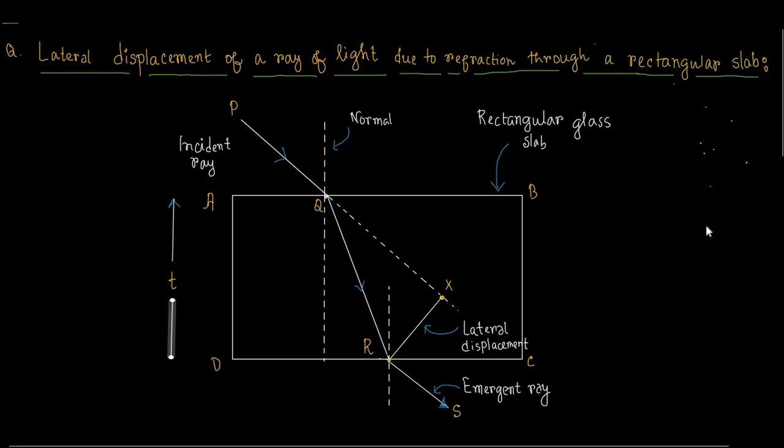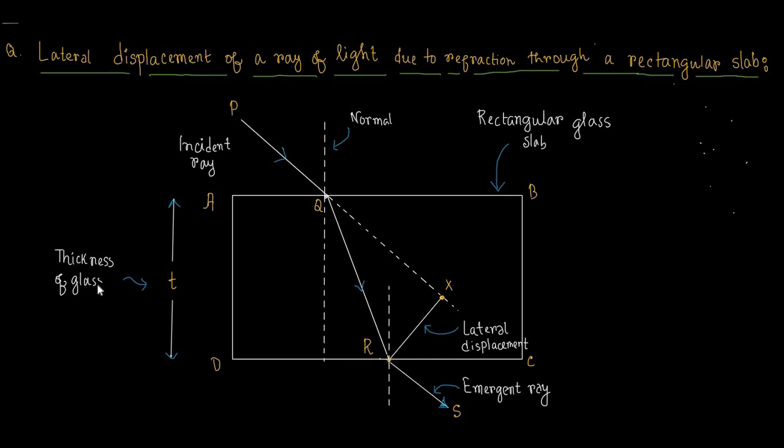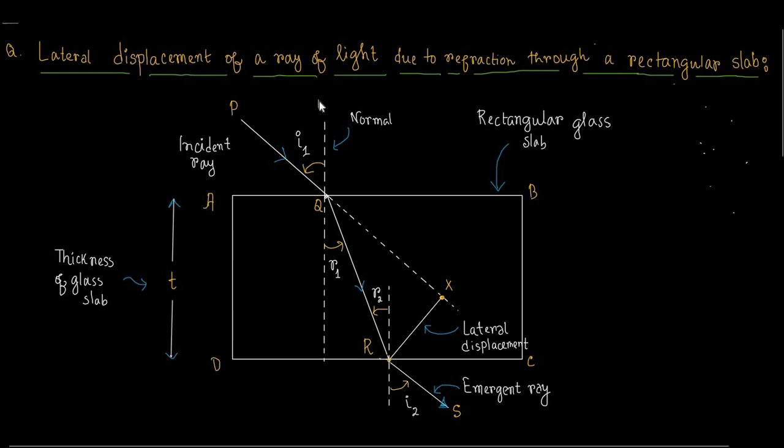And here small t is the thickness of the rectangular glass slab. In this case PQ is the incident ray, QR is the refracted ray, and RS is the emergent ray. We can denote the angles. I1 is the angle of incidence on the first refracting surface. R1 is the angle of refraction. R2 is the angle of incidence on the second refracting surface DC, and I2 is the angle of emergence.